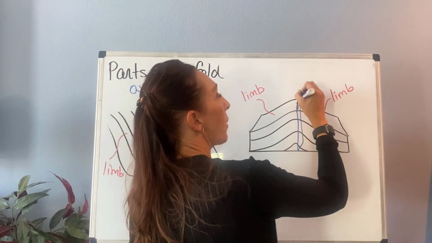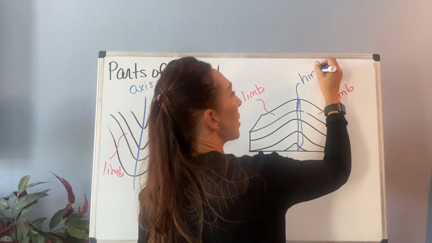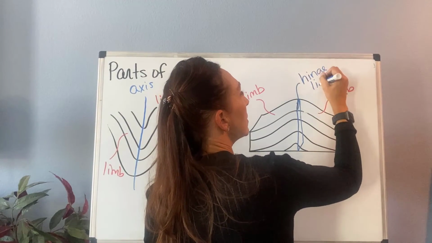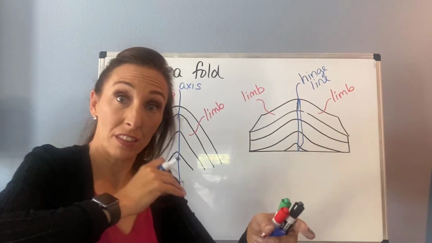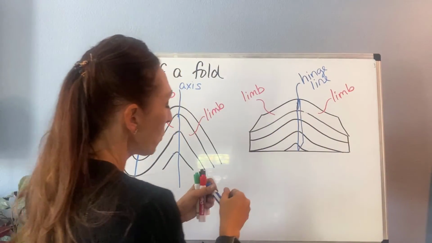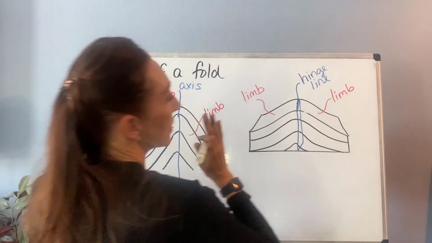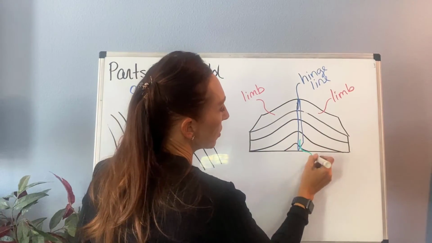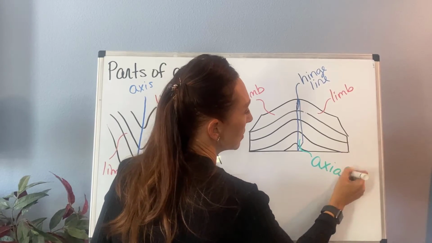And with this, the top of it, we call that the hinge line. So if it was a book, the spine of the book would be the hinge line. And then that whole plane that's slicing through there, we would call that the axial plane.